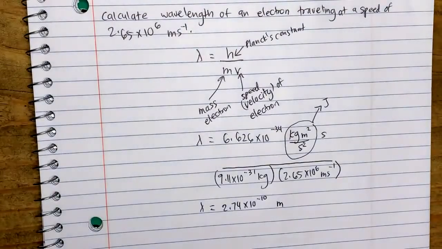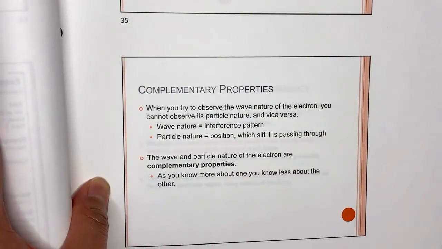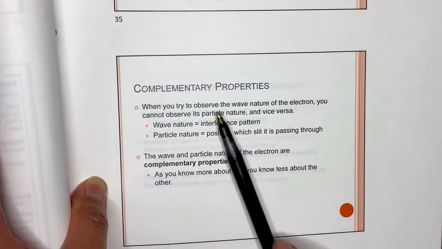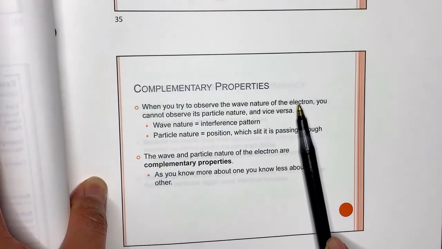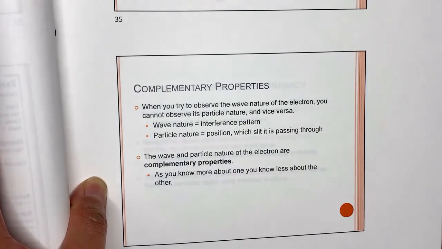Okay, so now what's crazy is there are two properties, right? There's wave and there's particle nature. When you try to observe the wave nature of the electron, you can't observe its particle nature, like you can see one at a time.